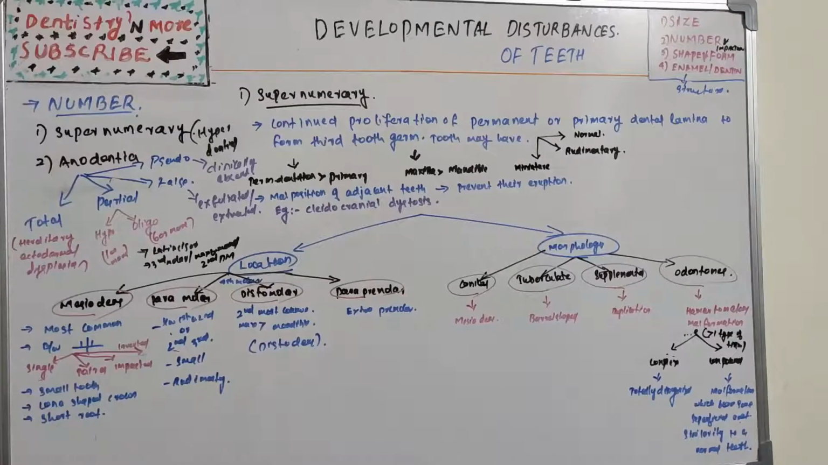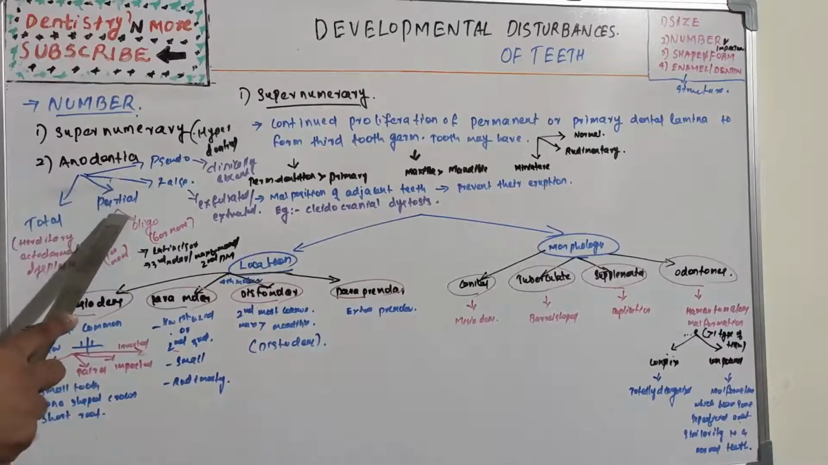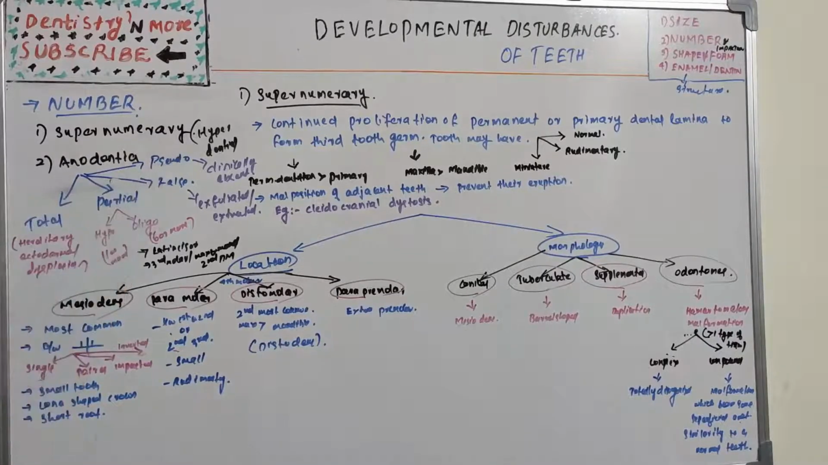So anodontia, we have four types. The first one is total anodontia, partial anodontia, false anodontia, and pseudo anodontia. In all cases the teeth are missing. The number of teeth is less compared to the regular number of teeth, that is 32 in permanent and 20 in deciduous.